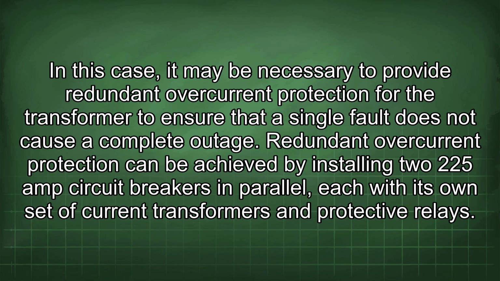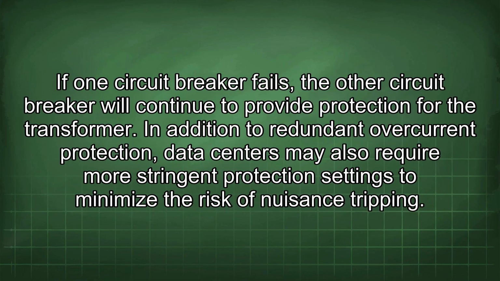Redundant overcurrent protection can be achieved by installing two 225 amp circuit breakers in parallel, each with its own set of current transformers and protective relays. If one circuit breaker fails, the other circuit breaker will continue to provide protection for the transformer.